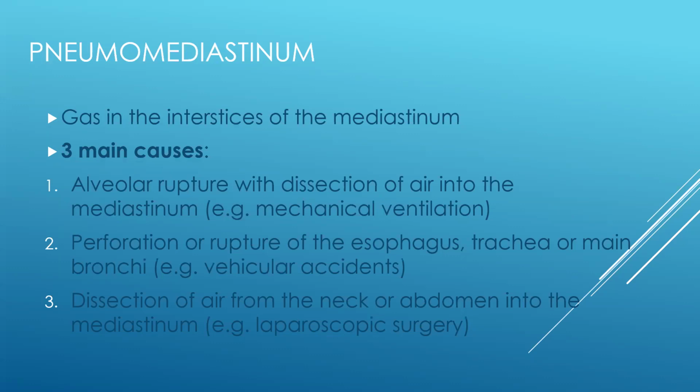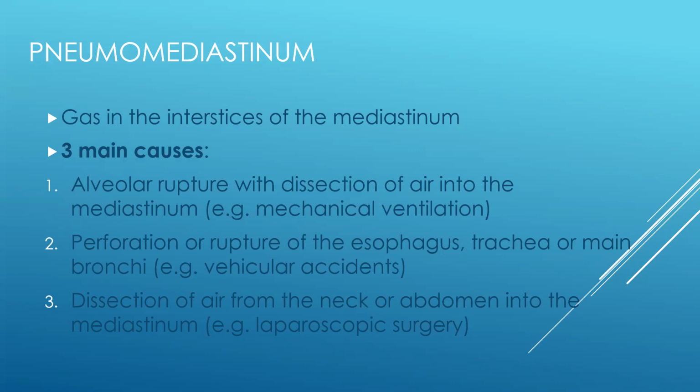Next is you have perforation or rupture of the esophagus, the trachea, or the main bronchi, such as in blunt force trauma, such as in vehicular accidents. So during vehicular accidents, that blunt force trauma can cause sudden rupture of these structures, leading to entry of air from the esophagus or trachea into the mediastinum.